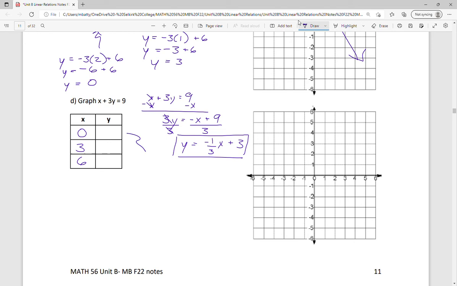Okay, so subbing in the 0 is always the easiest. y equaling negative 1/3 times 0 plus 3. It all goes away. y equals 3. I can go the distance with this and put that on my graph.